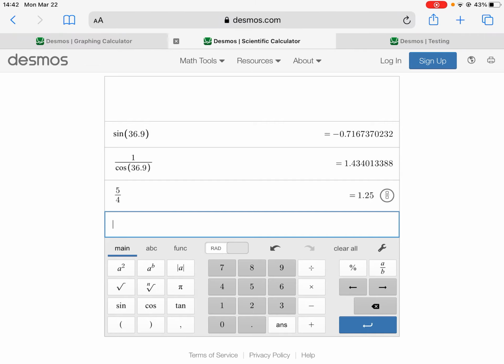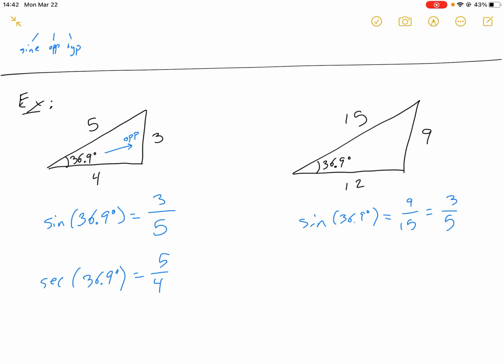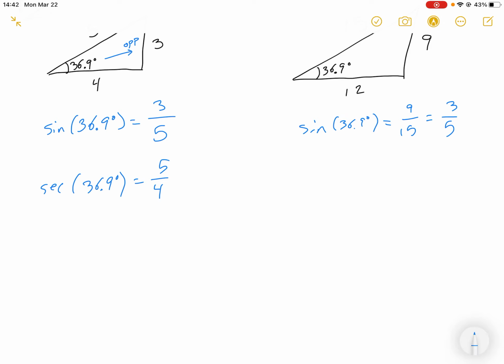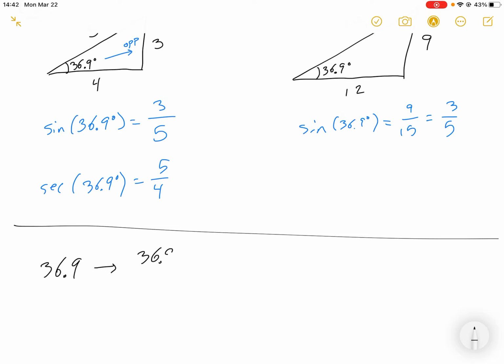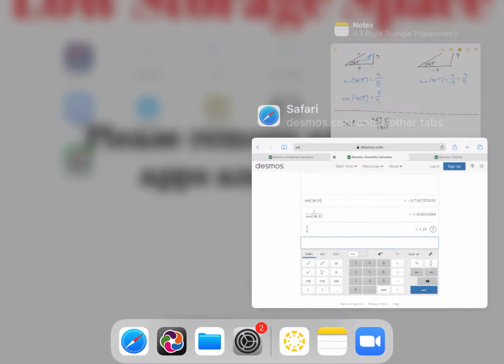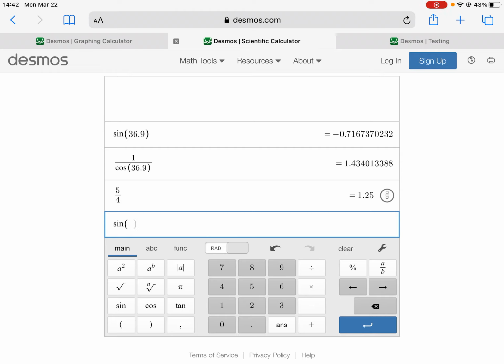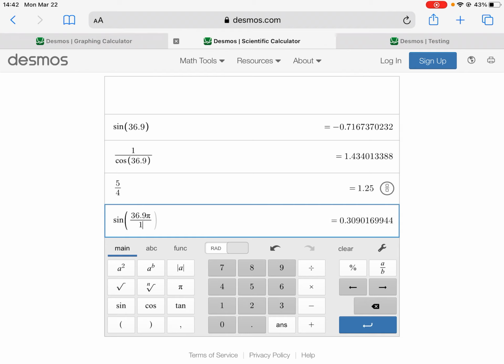However, what you could do is say, well, 36.9, if I want to convert that into radians, I could go 36.9 times pi over 180. And now you could plug that into the calculator. So sine of 36.9 times pi over 180. And notice we do actually get about 0.6 here, because I'm now in radians, right? I've switched from radians to degrees, so I do get that 0.6.